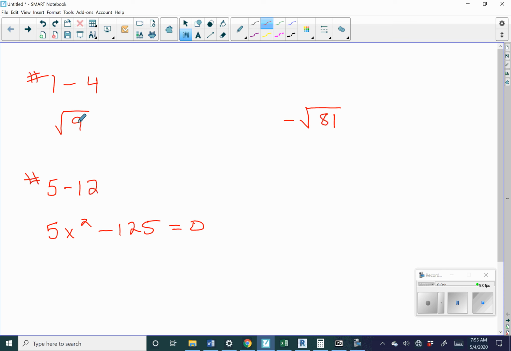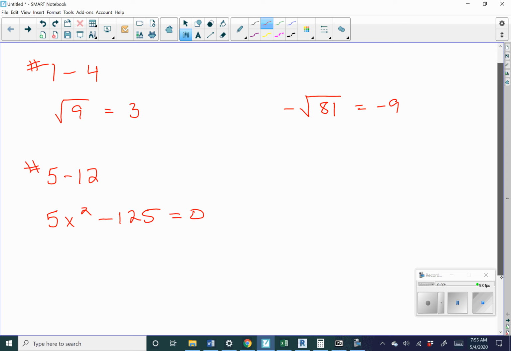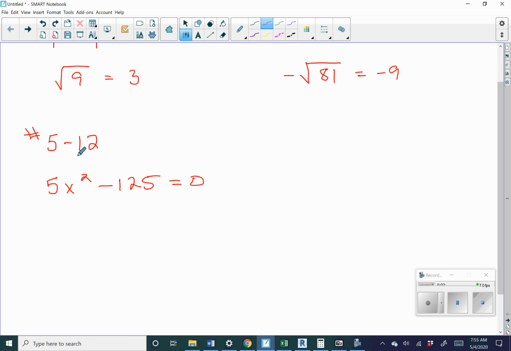So square root of 9, you just have to ask yourself, what times itself gives you 9? And the answer to that question is 3, right? 3 times 3 gives you 9. So the square root of 9 is 3. What about the negative square root of 81? Well, underneath the square root is 81. What times itself gives you 81? And the answer is 9. But since there's a negative out front, it's like saying negative 1 times the square root of 81. So our answer is negative 9. And then on problems 5 through 12, those are actually solving for a variable.